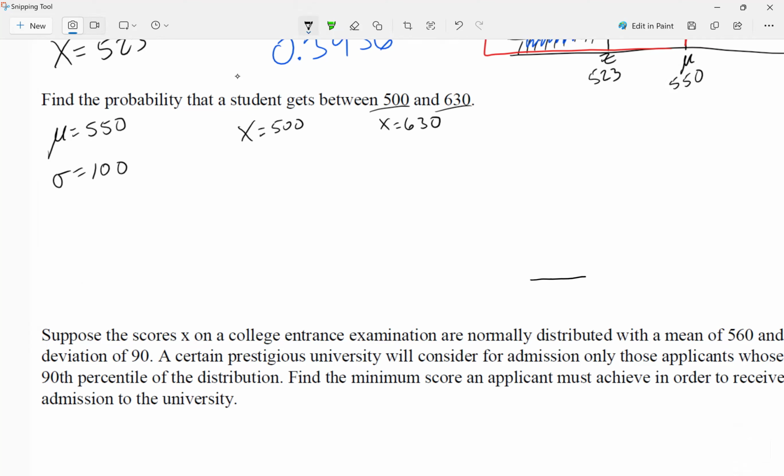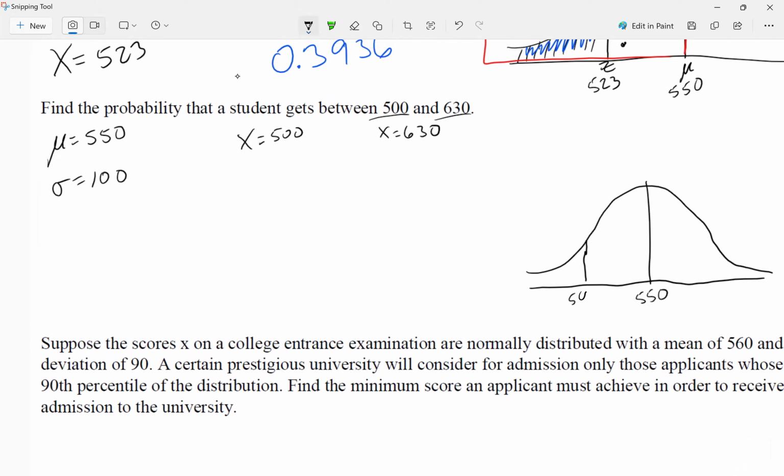Just to have an idea what is going on here, let me graph my normal distribution. Here it is 550, because the mean, mu, is 550. I'm going to check 500. 500 is to the left of 550 because 500 is less than 550. And then 630 is going to be somewhere over here. This is not drawn to scale, I'm just getting an idea of where 550, 500, and 630 are. I'm looking for the probability in between those two numbers.